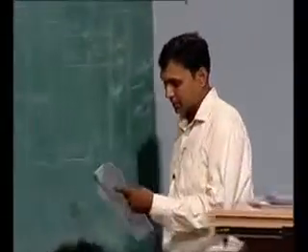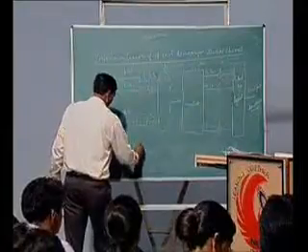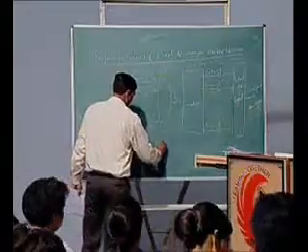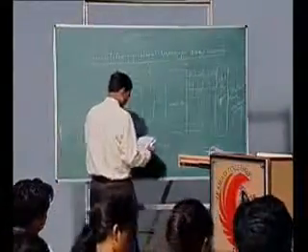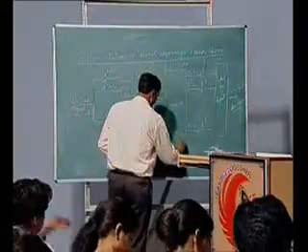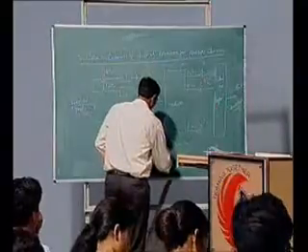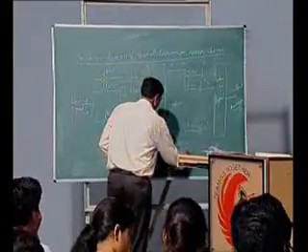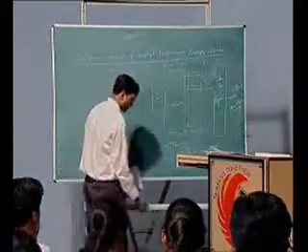So, this is one way we are going to implement this structure for the optimum receiver, and we call this structure a correlator receiver with n correlators.